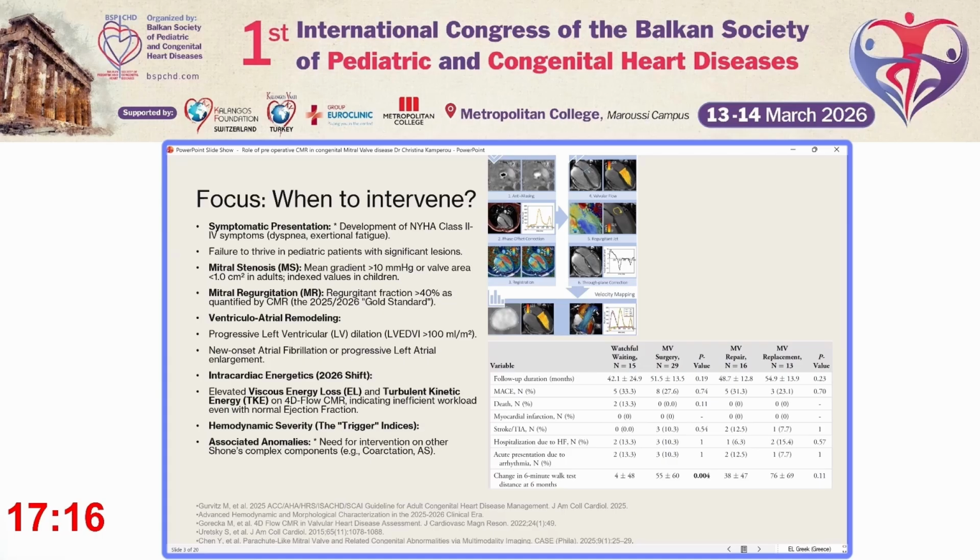The most significant shift in the 2025 clinical era is the move towards intracardiac energetics. Waiting for a drop in ejection fraction is no longer the standard, as EF can often be preserved even in advanced disease, and 4D flow CMR is uniquely positioned to identify energetic insufficiency, specifically high viscous energy loss and turbulent kinetic energy. These parameters can serve as much earlier biomarkers for surgical referral than traditional volumetric measurements.